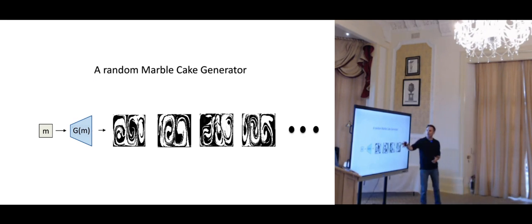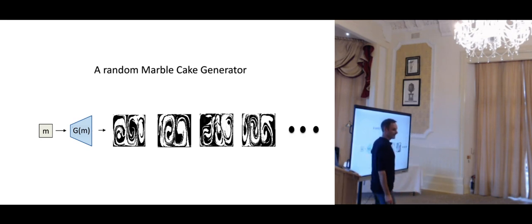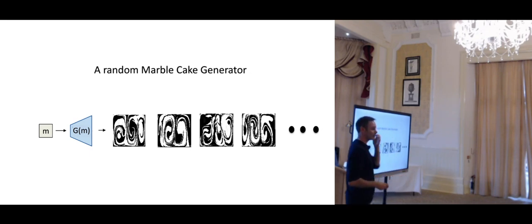So here we have a random marble cake generator. Very quickly, once the network has been trained, we can produce as many marble cakes as we want. Here the dimension is 30 dimensions. So from any point in this 30-dimensional space, which is not a too big space, to sample with an MCMC, we can produce an image that looks like a marble cake. So we are going to be able to sample the space of marble cakes.